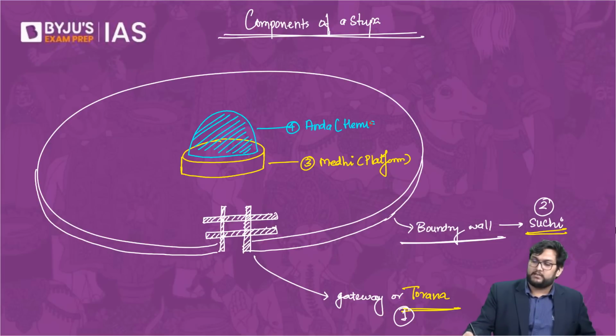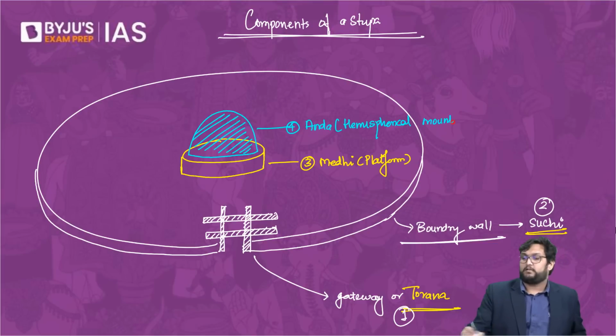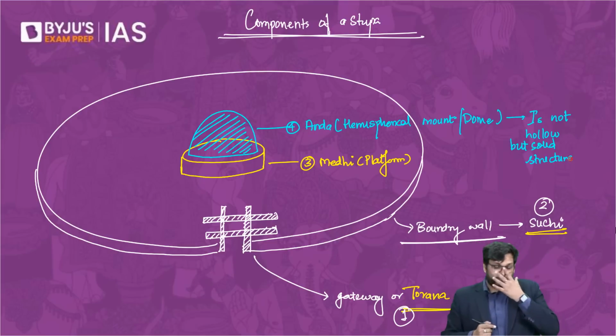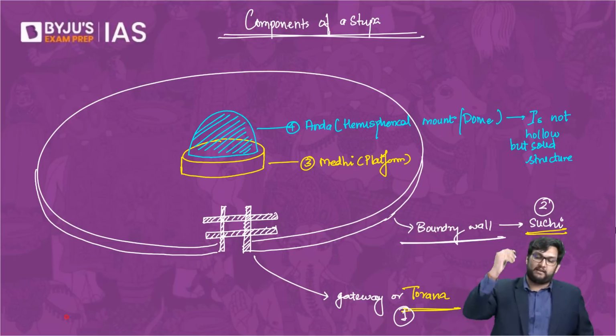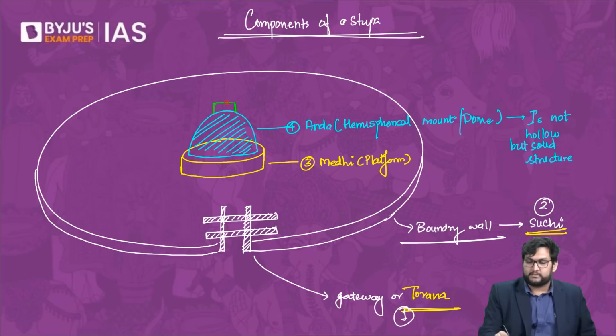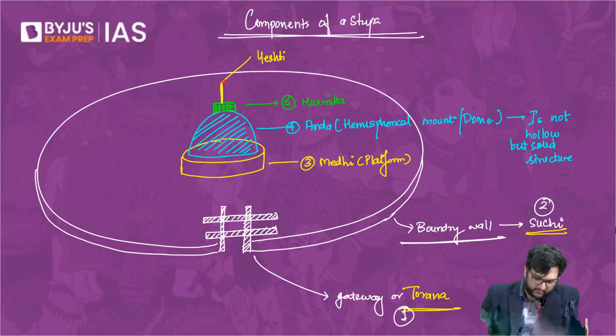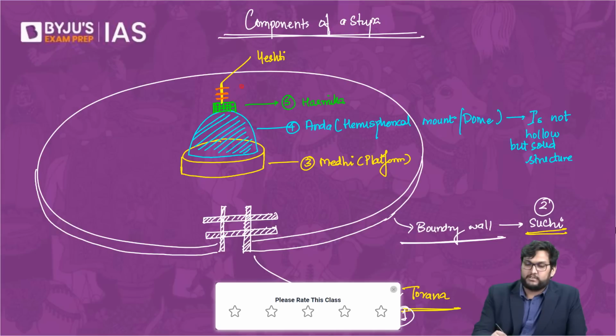This is the hemispherical mound or dome, not hollow but a solid structure. Over the Anda, so as to give it a certain height so that it can be seen from far away, you have a box. And this is called Harmika. And to give it more height, there is the Yashti, and on the Yashti you have what are called the Chhatras.